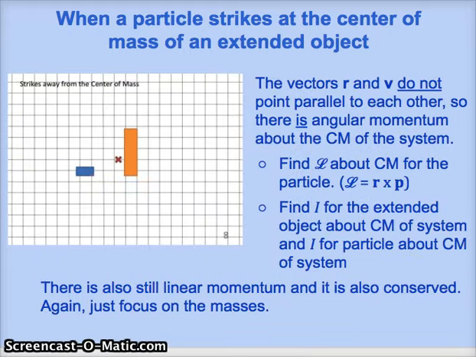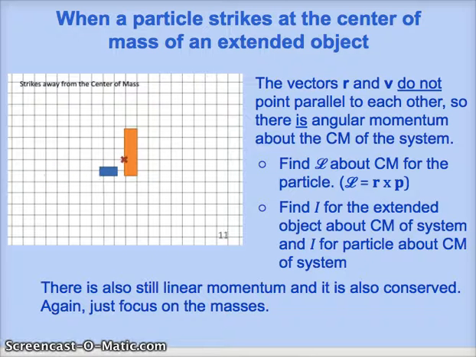But if we have a situation like this, where that blue particle is not heading towards the center of the orange, you can see a couple of things. First of all, notice that this red center of mass point is no longer in the center of the picture. It's no longer in the center of the orange object. It's shifted downwards because the blue object is below.